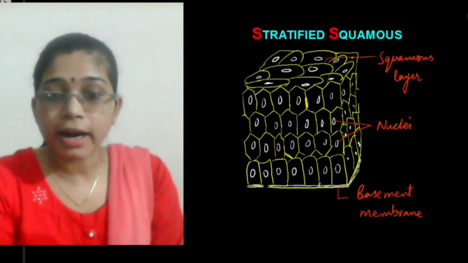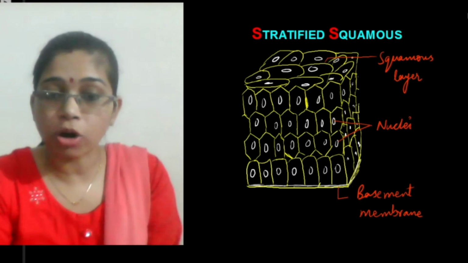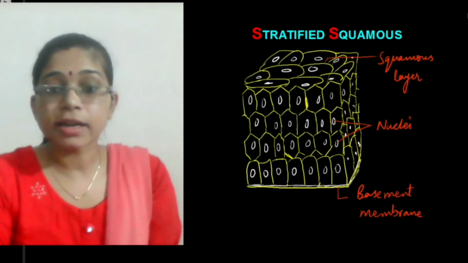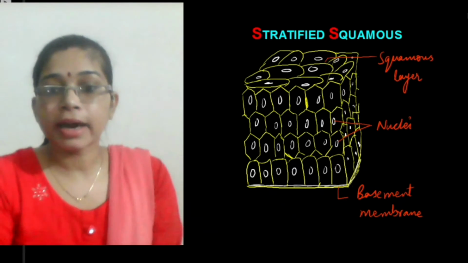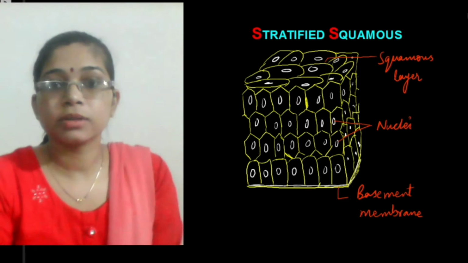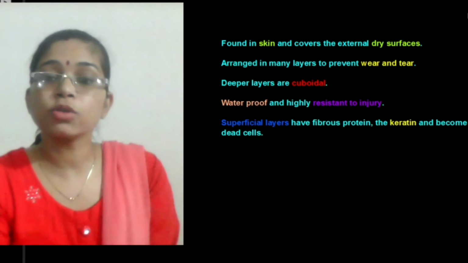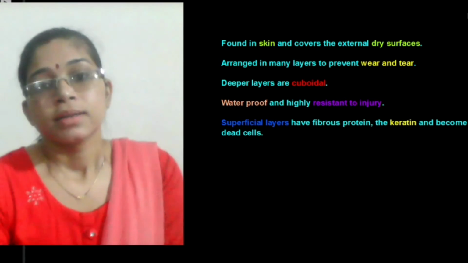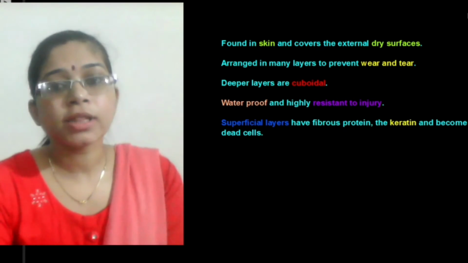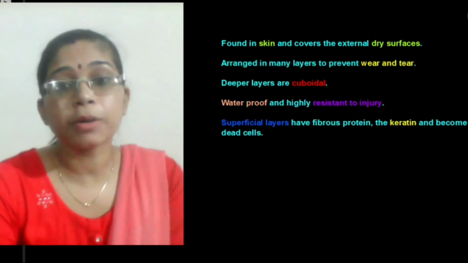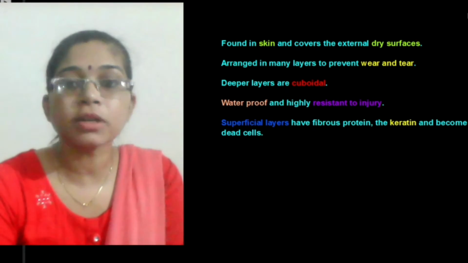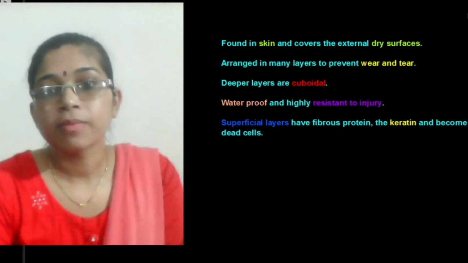Now, I would also like to add that the cells which are present at the bottom form a particular shape, that is cuboidal. And the cells which are present at the top get a hexagonal shape. So many layers are present so that it can prevent wear and tear of the organ. The layer present at the top, or you can say the superficial layers, have a particular protein, that is keratin, which is a fibrous protein and it becomes dead after maturity.